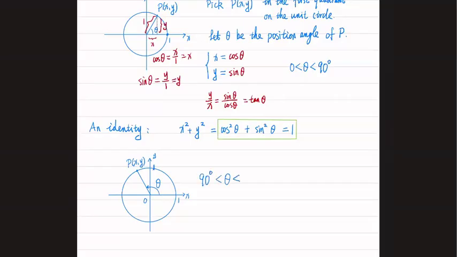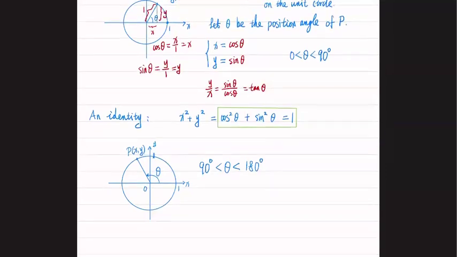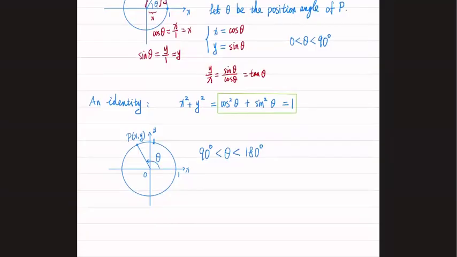What's the upper bound? Less than 120? Okay, almost 180. So in the second quadrant, for these points, we still find x and y. We still have these formulas. We can use this to define sine and cosine. We still have x and y, so cosine theta will be x.